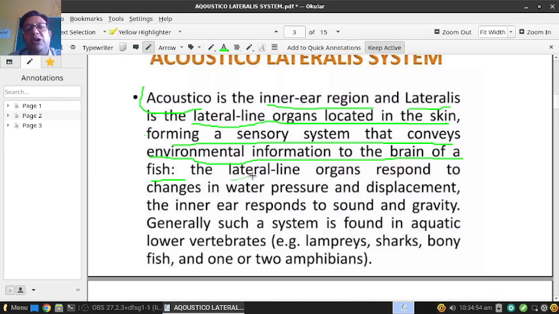The lateral line organs respond to changes in water pressure and displacement. If a fish is nearby and you silently put your hand inside the water, immediately the fish will run away. Why? Because they cannot see it, but they can sense through the lateral line that something has displaced the water there, and immediately they will run against it. It could be danger.